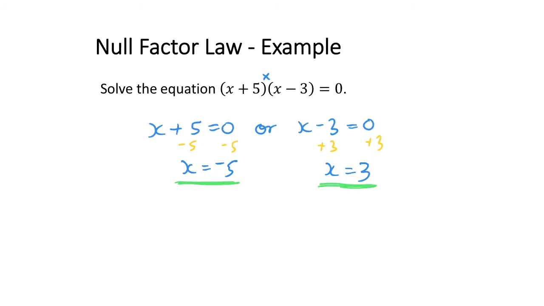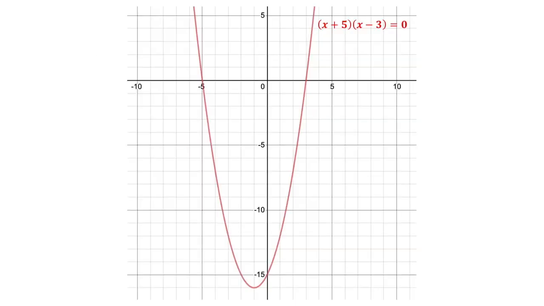So what that means is that if we were to graph that onto a Cartesian plane, our x-intercepts would be negative 5 and 3. Let's have a look at what that will look like on a Cartesian plane. And we can see that our graph for (x plus 5)(x minus 3) has x-intercepts at negative 5 and 3. So when we're solving quadratic equations, that is essentially what we're looking for, our x-intercepts. So that was an example of how we can solve a quadratic equation by using the Null factor law.